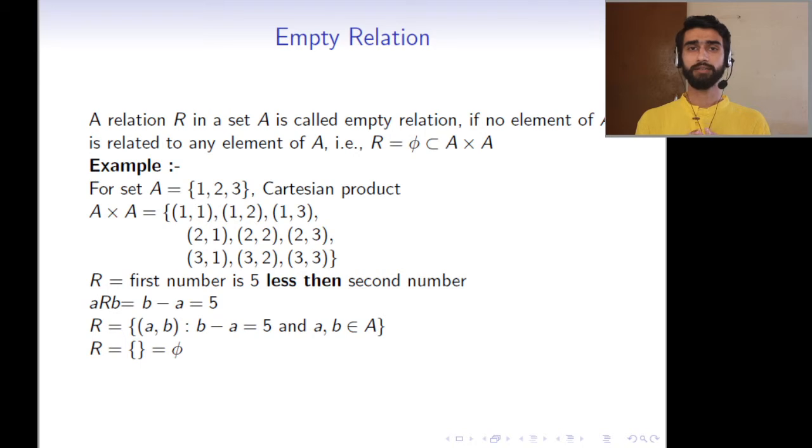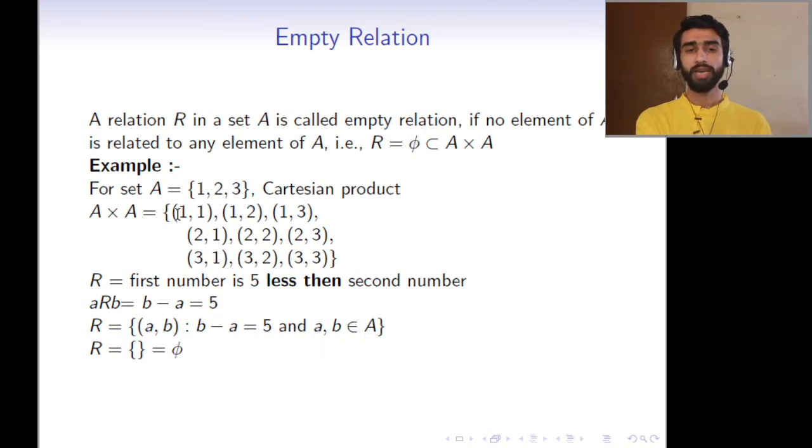Now I can write this definition of relation in another form. A R B: A is related to B if B minus A equals 5. The first element is 5 less than the second element. What it means is, if I subtract the first element from the second element, I get 5. That is why I have written B minus A equals 5. You must be seeing here. I can also write this relation in another form, that is R equals {(A, B) such that B minus A equals 5 and (A, B) belongs to A cross A}.